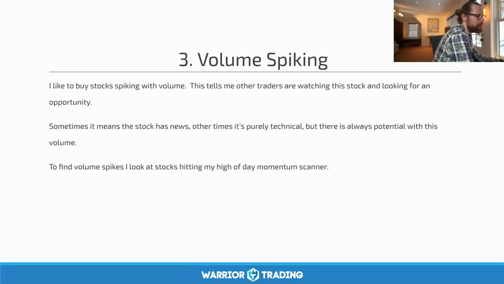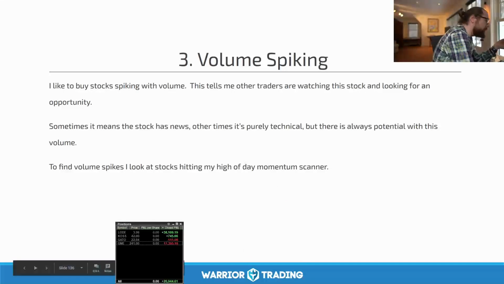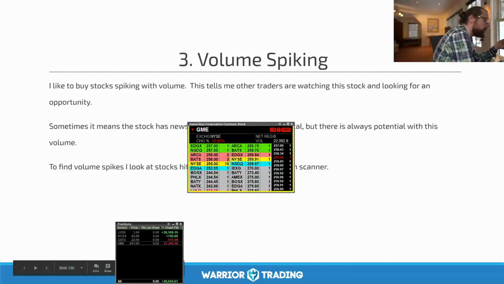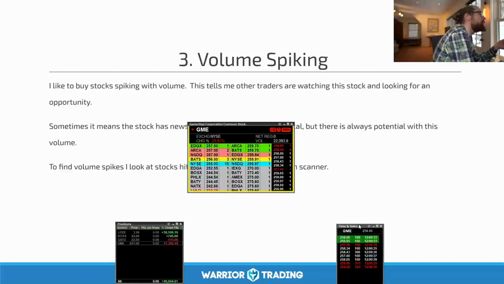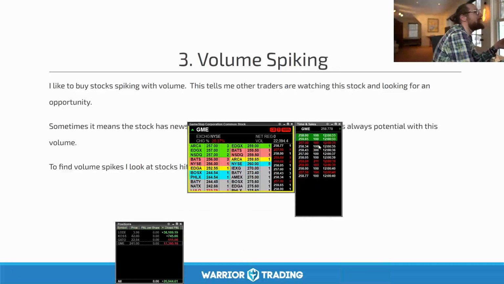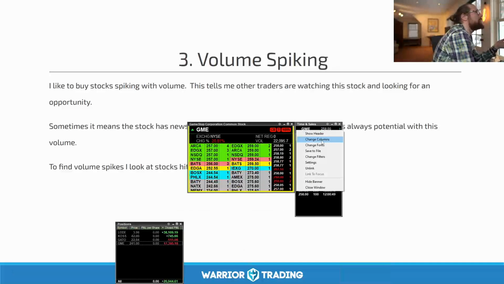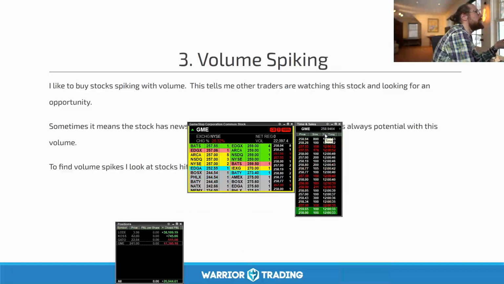Just as a clarification, the definition of volume is the number of shares traded. We can see the volume right on the level 2, and we can see it in our time and sales window. This is each individual transaction as it's going through. I've got to change the way this is sorting, because for some reason it wasn't sorting correctly. So there we go, you can see each one of these is an actual order going through.